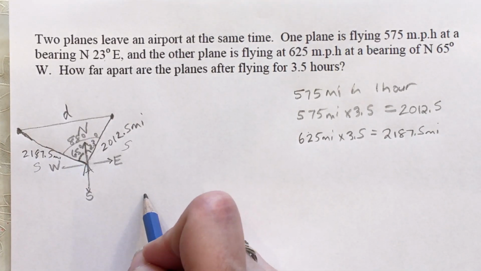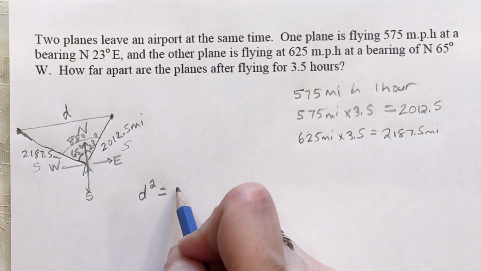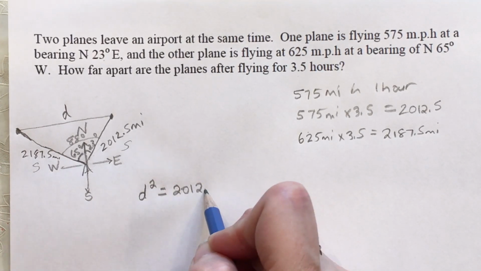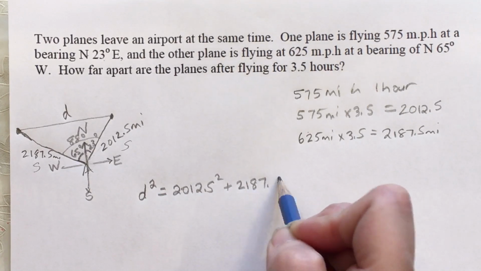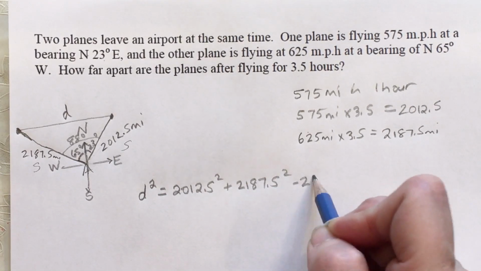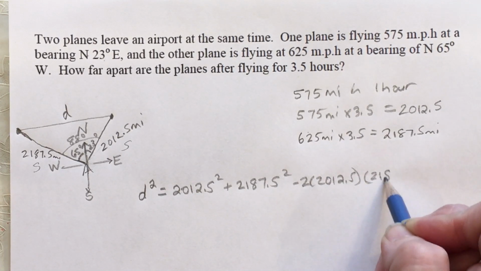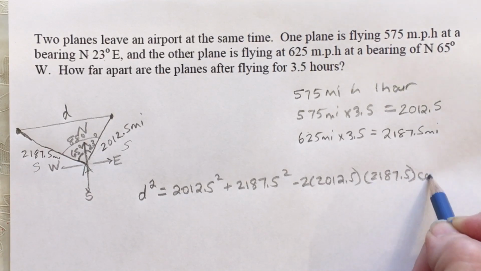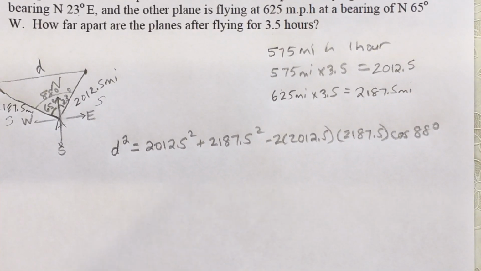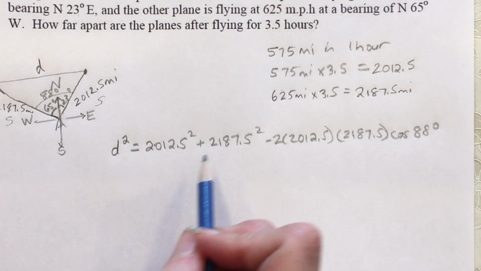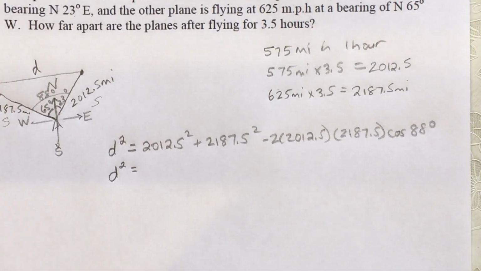So if we want to find that side, we'd use the cosine law, d squared equals, so our two sides, 2012.5 squared plus 2187.5 squared minus 2 times 2012.5 times 2187.5 times the cosine of 88 degrees. So it's right down there. If you can go straight from here to the answer, go ahead. I'm still going to put that little middle step in here.